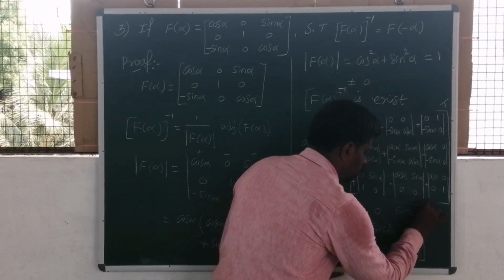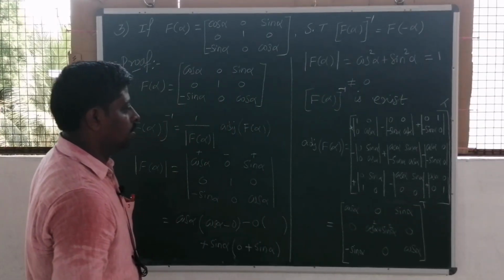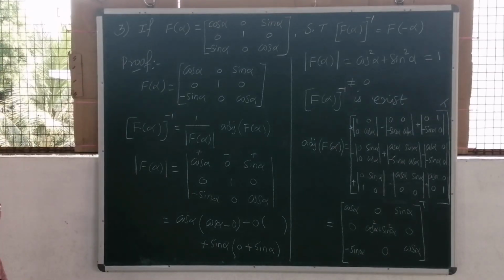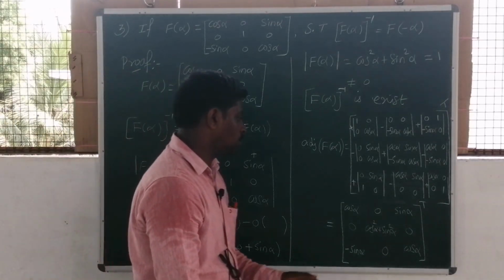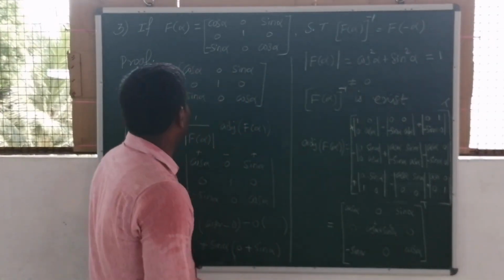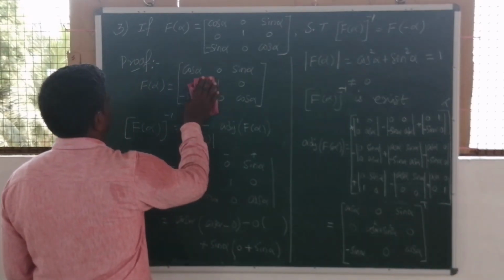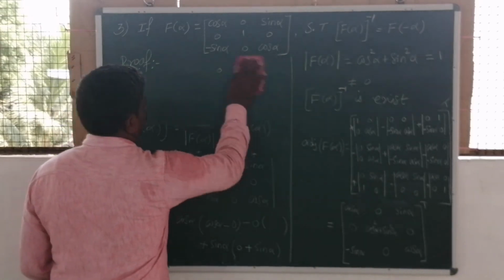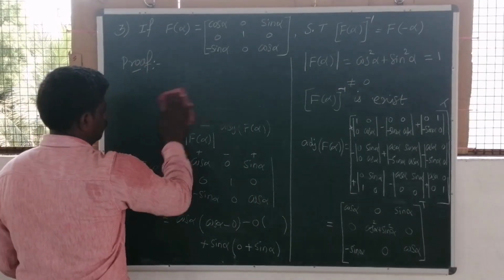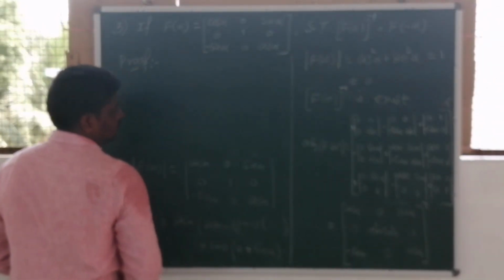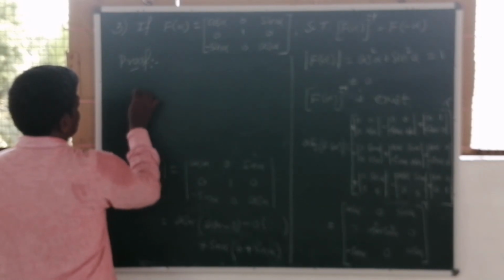Transpose, which is the adjoint of f of alpha. Now we transpose the matrix. We transpose, we have the adjoint of f of alpha.